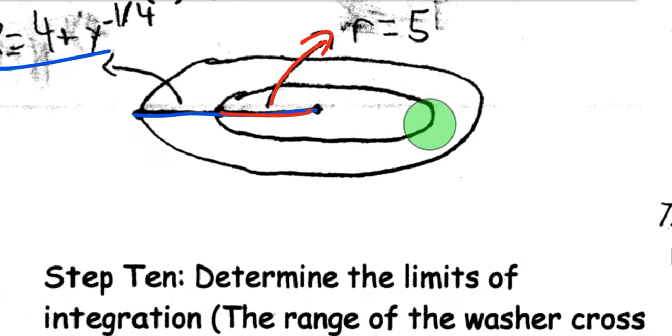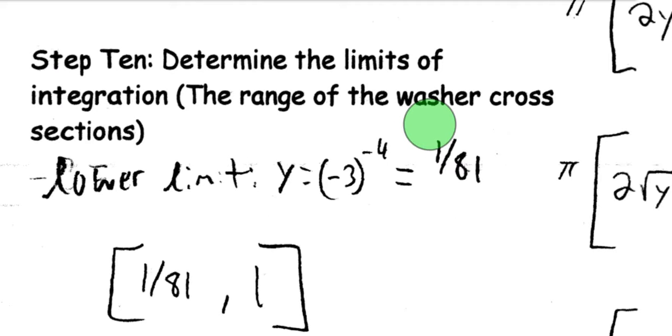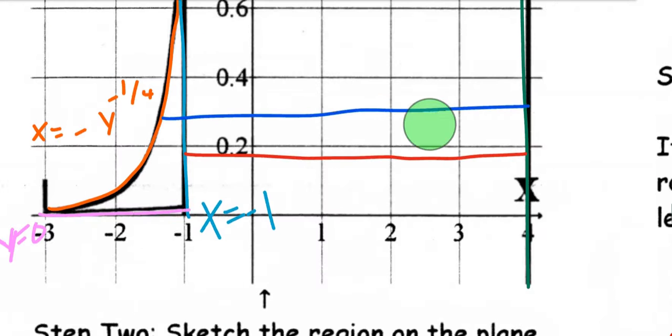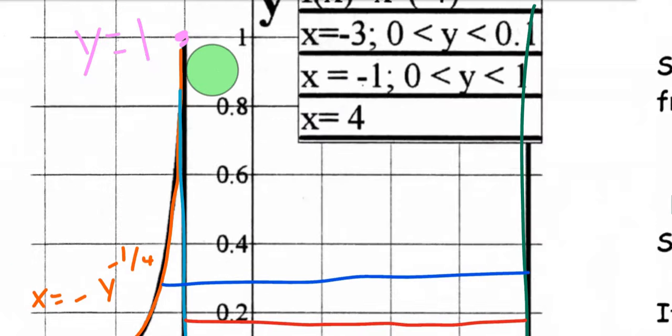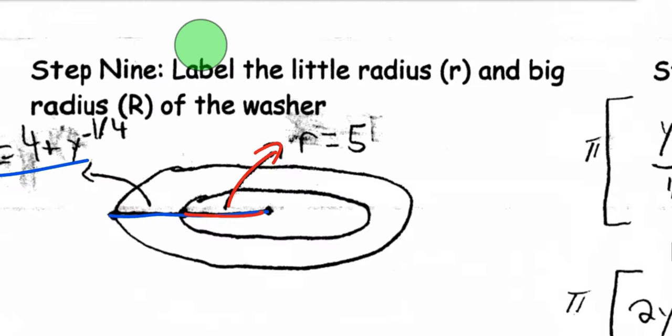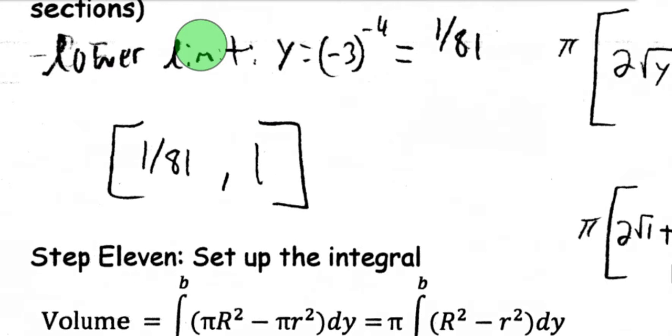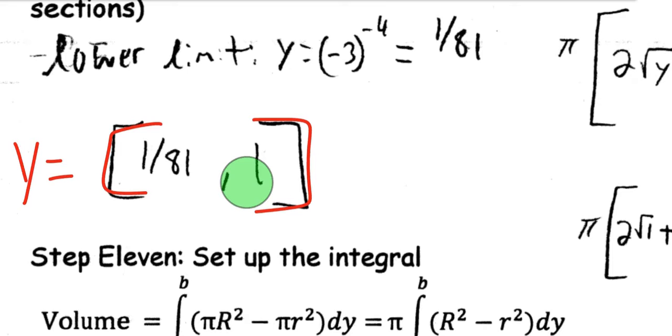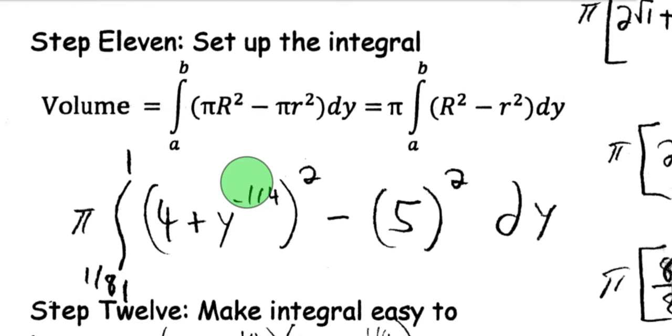Okay, now we're going to determine the limits of integration. It said already that it was bounded on the bottom by 1/81. You can see it's a little bit above the x-axis, and we found that they crossed up here at y equals 1. And again, this is another reason why you want to graph these. So that means our limits are going to be 1/81 to 1. And now, again, these are in terms of y, and they have to be in terms of y because it's a vertical line and everything needs to be in terms of y.